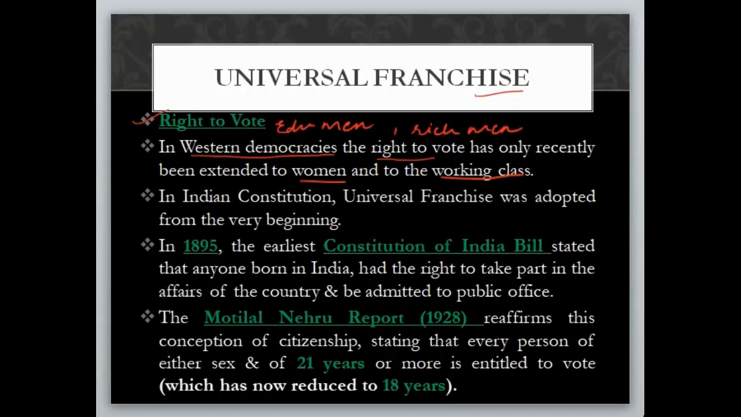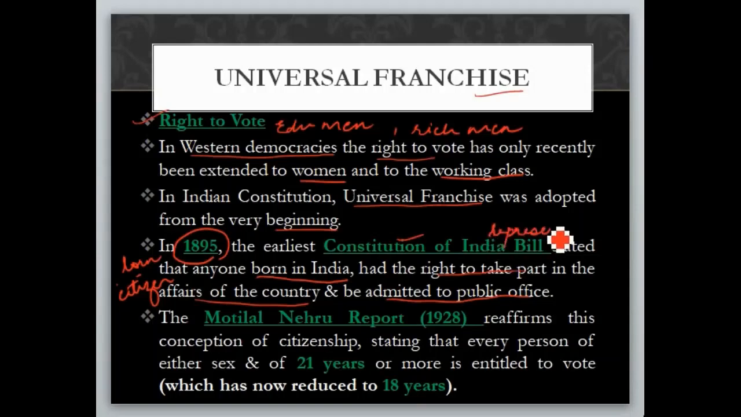But on the contrary, if we look into the Indian Constitution, we find that universal franchise was adopted from the very onset, that is from the very beginning, without any kind of discrimination. If we look at the earliest Constitution of India bill that was passed in 1895, in that bill also we find that it has been stated that any person who is born in India, that means who is a born citizen of India, will have the right to take part in the affairs of the country and be admitted to public office. What does it mean? That they will have the right to choose their own representatives who are going to rule the country on their behalf.